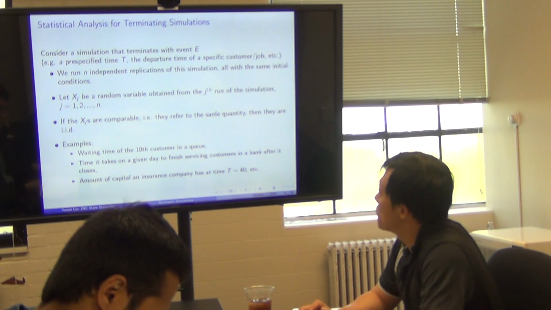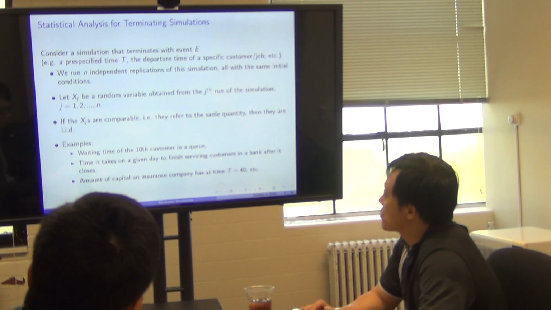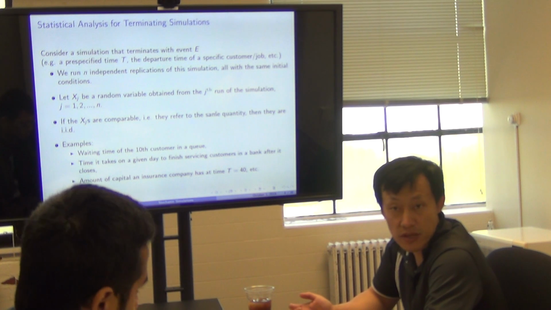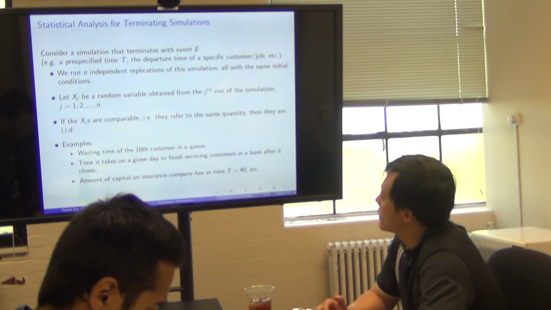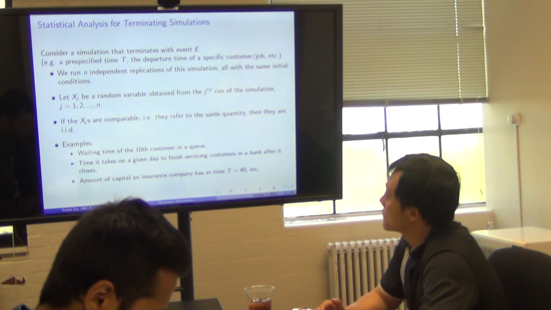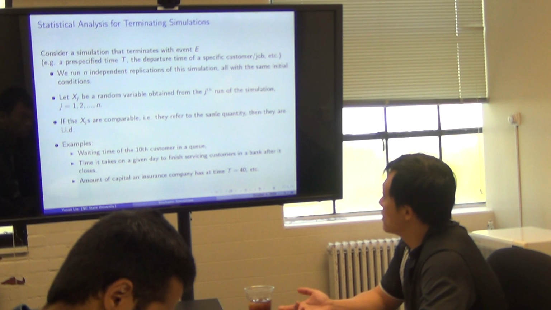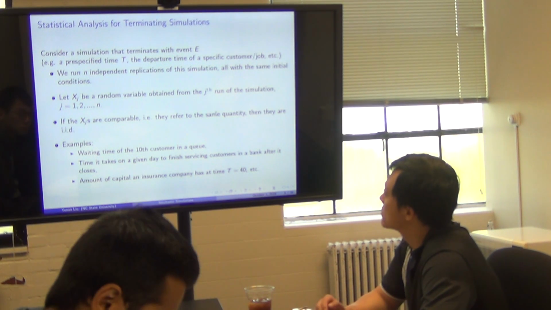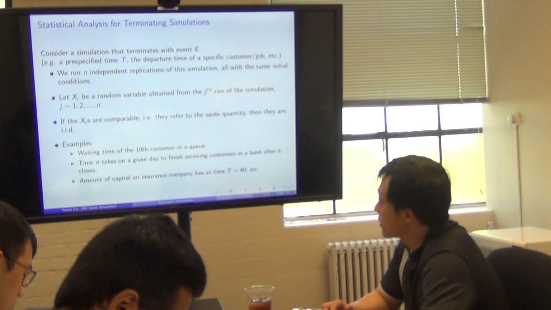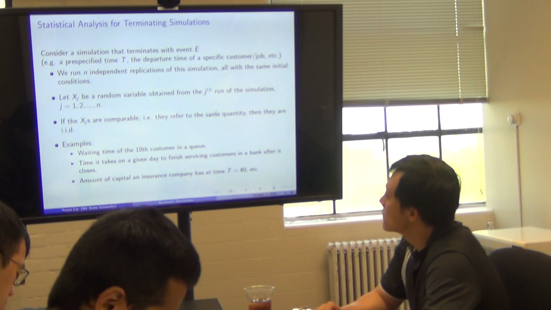Alright, let's review confidence intervals a little bit. Consider a simulation that terminates with some event E, some pre-specified termination criteria. For instance, T, the total number of departures. We run n independent replications, independent samples. Then we can do Monte Carlo estimation. With all the same initial condition, we can regard each sample as IID.